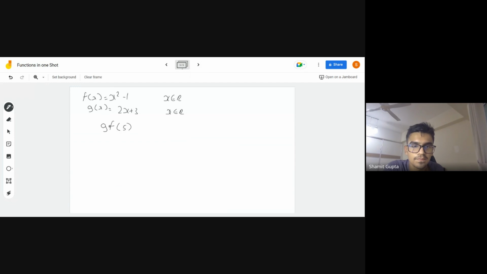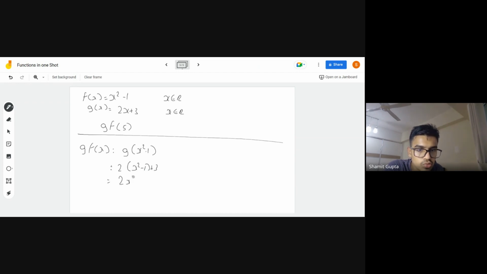Now there are two ways to do it. First thing is you can just find g(f(x)) first. g(f(x)) would be g of x squared minus 1. So it will become 2 times (x squared minus 1) plus 3, which is equal to 2x squared plus 1. But they want the input as 5. So g(f(x)) is equal to 2x squared plus 1. Now we have a new function altogether. Now we can put in 5 for g(f(5)). So it becomes 2 times 5 squared plus 1, which becomes 51.